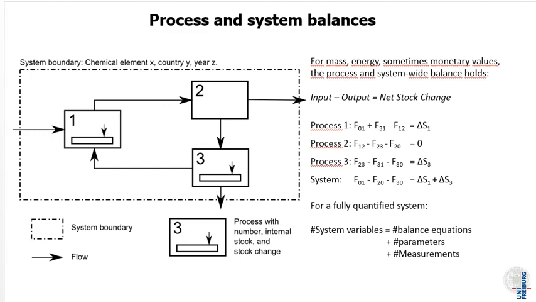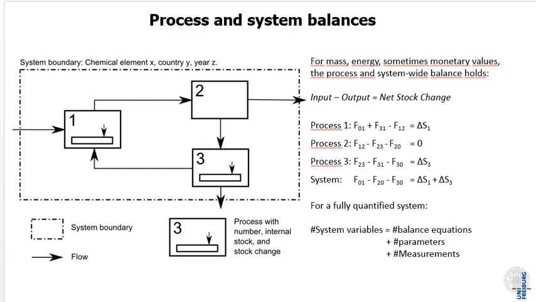A core feature of material and energy flow analysis is the process and the system balance. Mass and energy balance is a fundamental law of nature, and in our assessment for industrial ecology we have to respect those balances so that our assessments are valid.